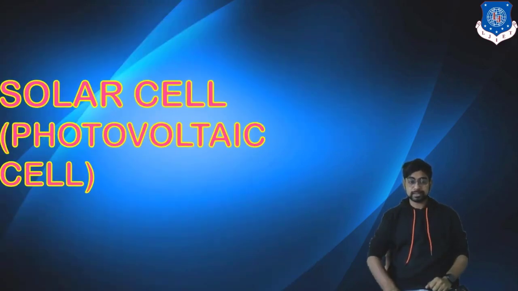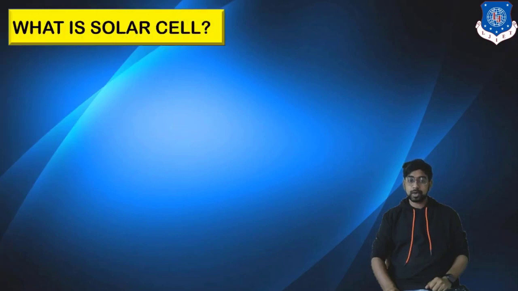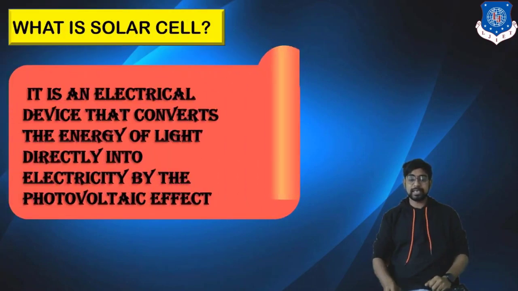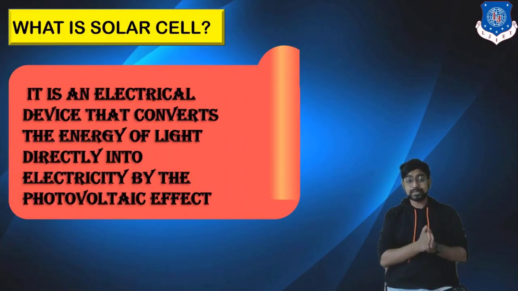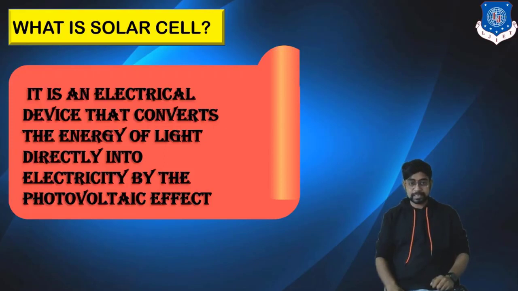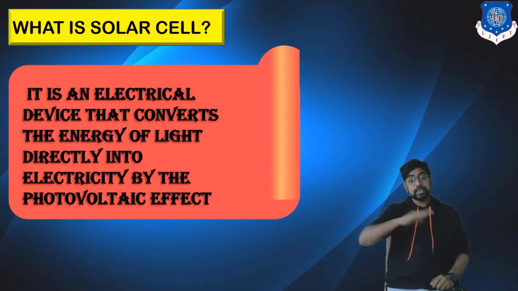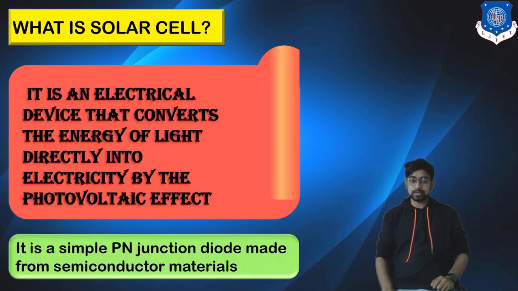Now, the solar cell. What is a solar cell? Basically, it is an electrical device that converts the energy of light directly into electricity by the photovoltaic effect. You can also say that it is a transducer. It converts one form of energy, that is light, into another form, that is electricity. It is a simple p-n junction made up of semiconductor material.